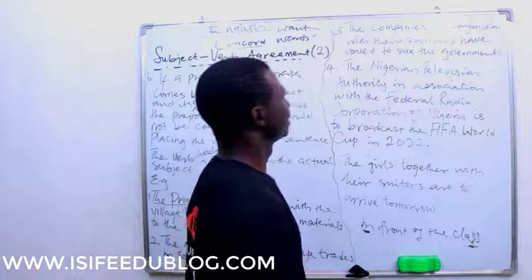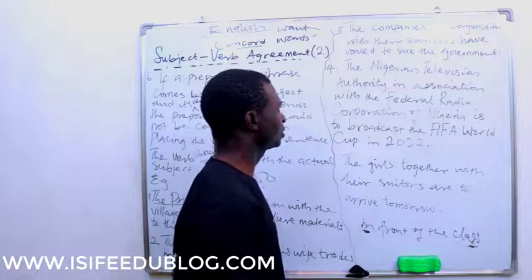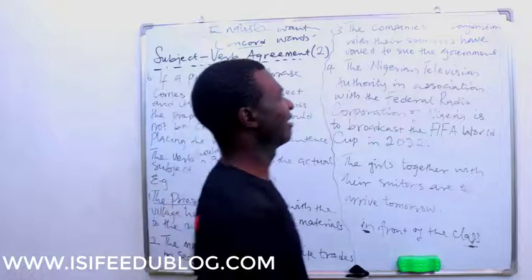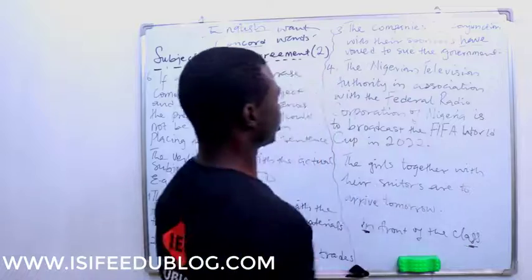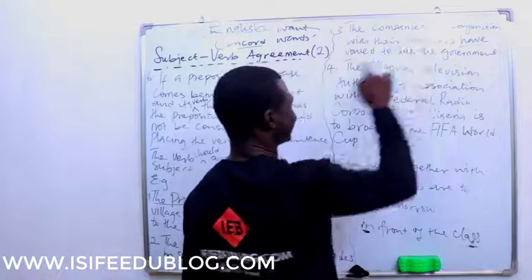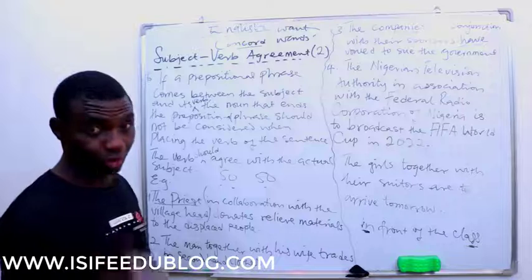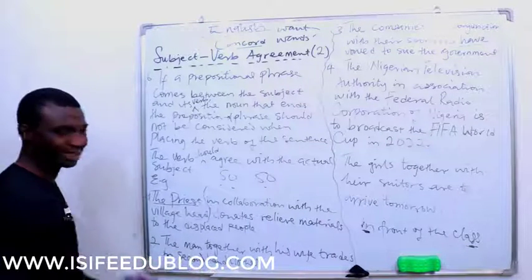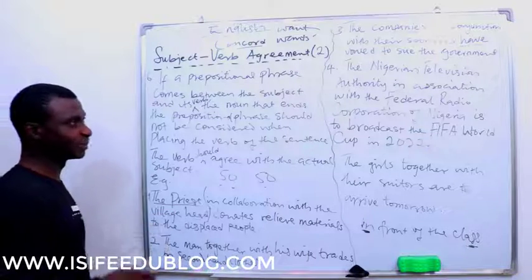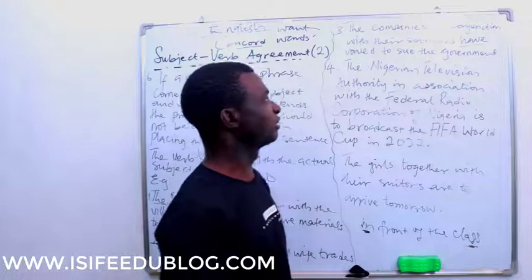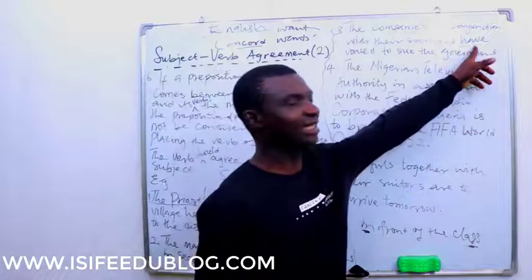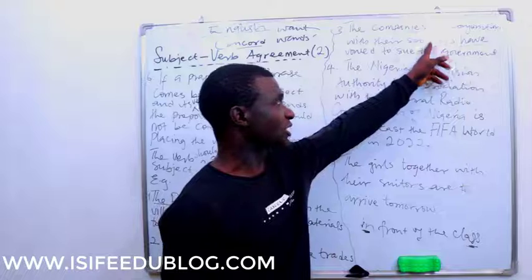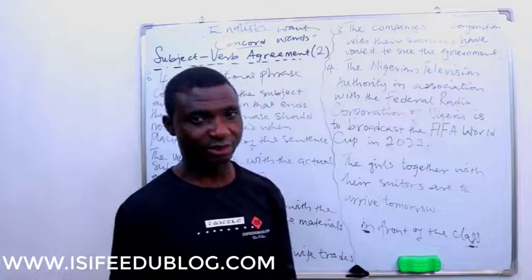The companies, in conjunction with their sponsors, have vowed to sue the government. Have, not has. Because we are talking of what? The companies, not one company. In this case, we talked about the man, not the men. The priest, not the priests. But this time we're talking of the companies. So the verb is have. It is not because of sponsors. It is because of companies, the plurality of companies.